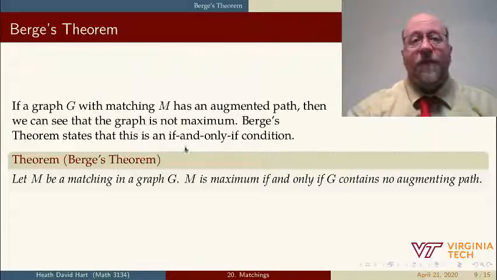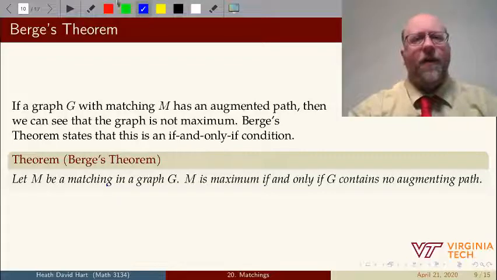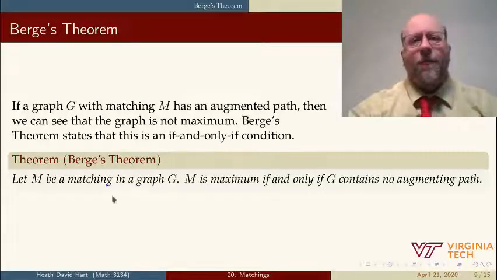Berge's theorem says that this is an if and only if condition. That a matching M is maximum if and only if G does not contain an augmenting path. Okay? We're going to prove this in a moment, but before we prove it, I want to show you a couple of examples of things that can happen here.